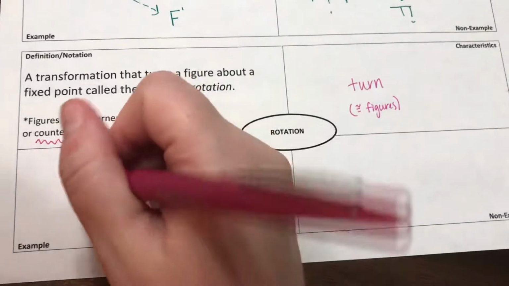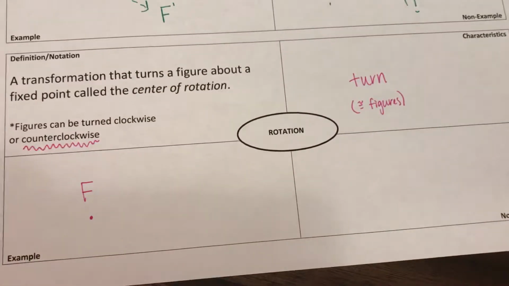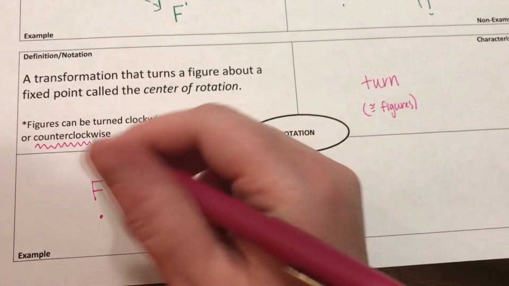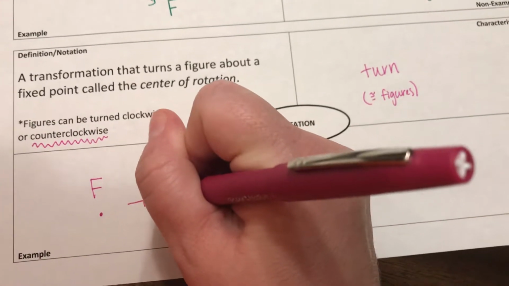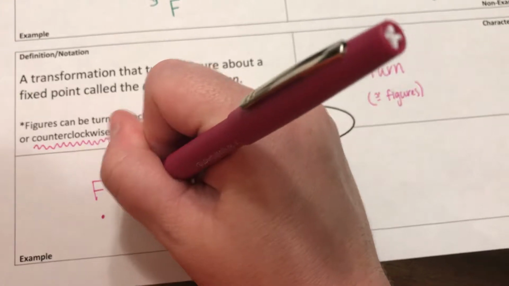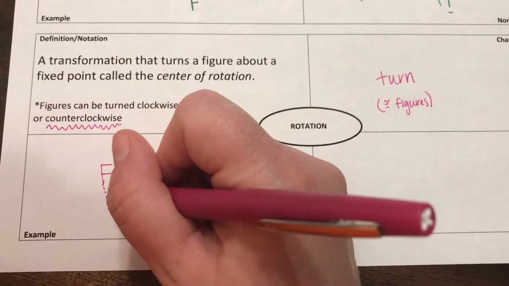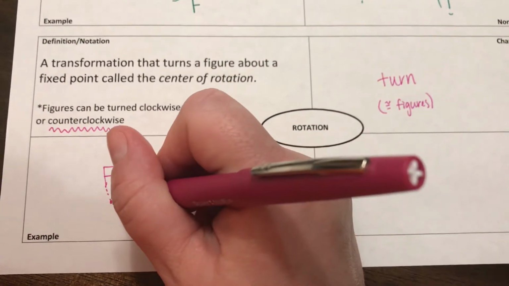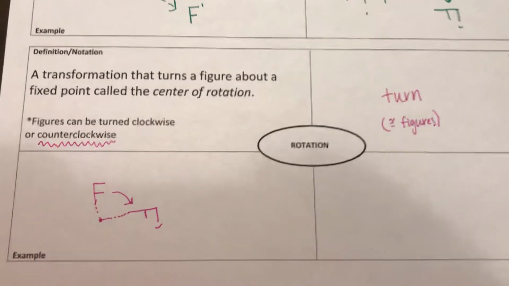So rotation is going to take that figure F, and from a point, a center of rotation, we are going to turn our F from our pre-image to create a new image, okay? And the distance from every point on F to our center of rotation should be congruent to every point on F prime. All right, so we'll talk more about that in class when we look at some of the examples.